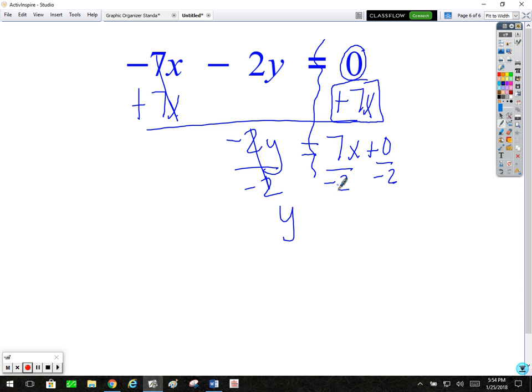Okay, 7 over 2 cannot be reduced. So positive divided by negative is a negative 7 over 2x, plus 0 divided by negative 2. Well, 0 divided by anything is 0. So technically this equation is y equals negative 7 over 2x. Okay, but there's your y-intercept, and there is your slope. Okay, all right. I think that's the last one, but I want to do one because we didn't do one that has to reduce. Let's see if we can do one that's reducing.